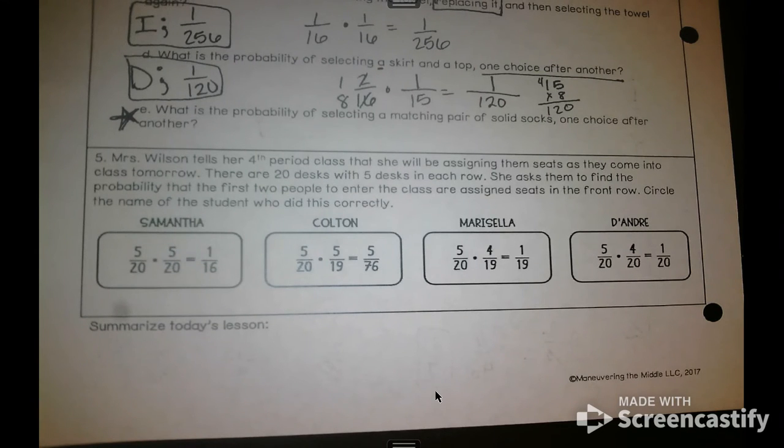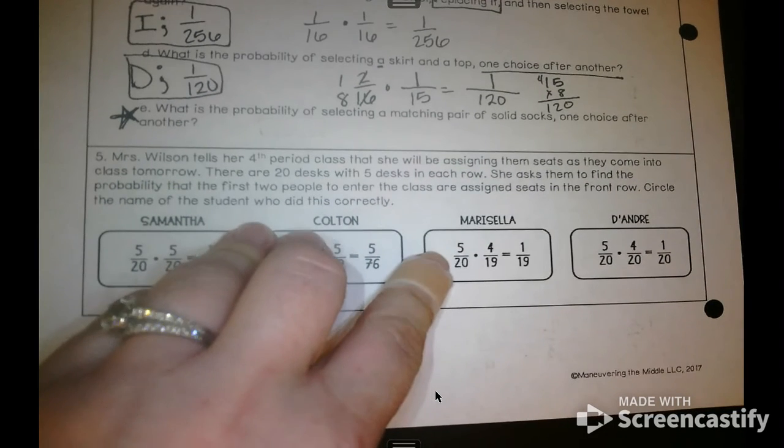Okay, so let's talk through the question. She's assigning a seat as they come into class. There are 20 desks. There's 5 in the first row. This is really, really similar to the first example with the co-captain and captain. She asked them to find the probability that the first 2 people that enter the class are assigned a seat in the front row. So that first one, I had 5 out of 20 seats in the front row, right? Yes. So the first person gets assigned a seat in the first row, so we still have 5 out of 20.